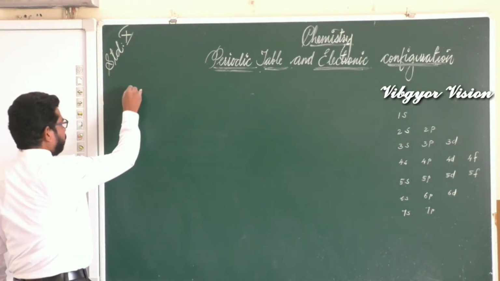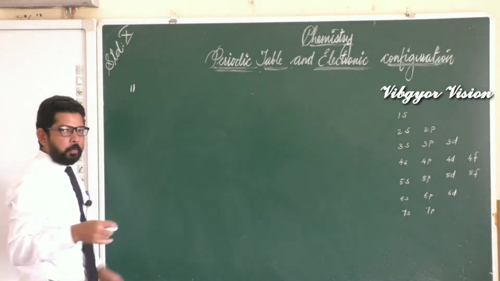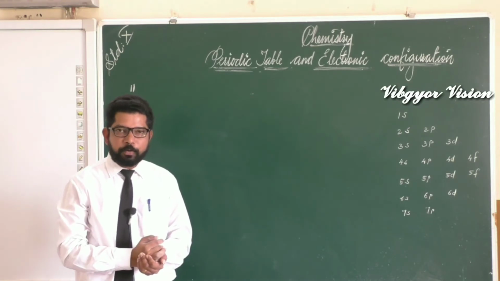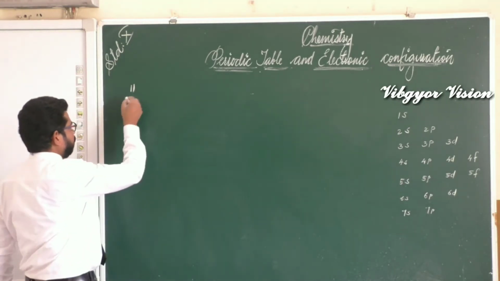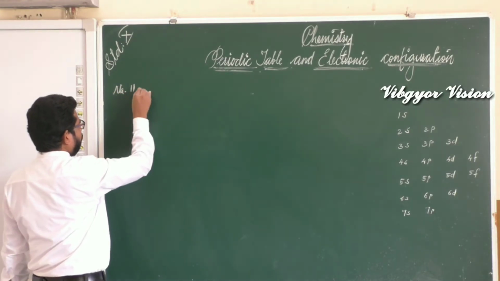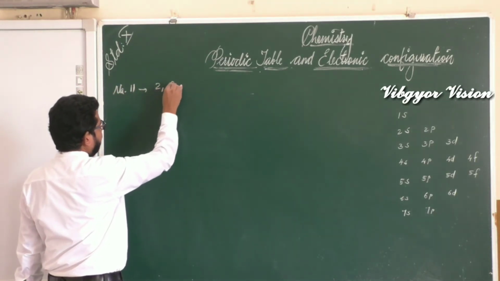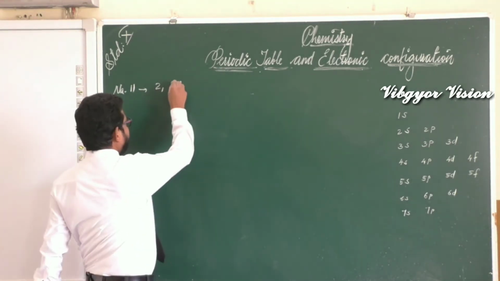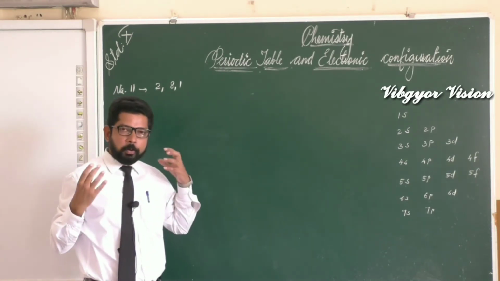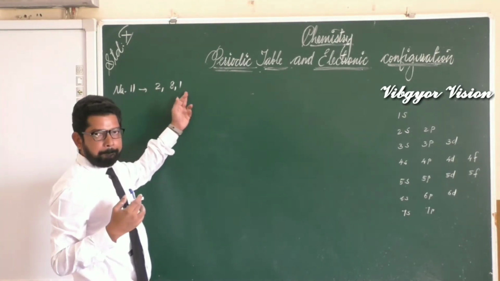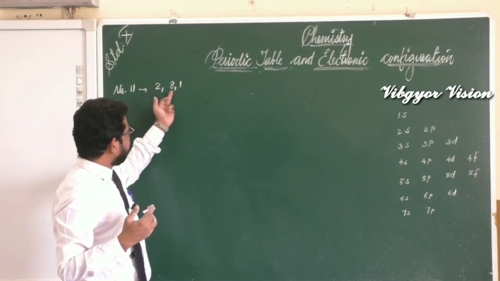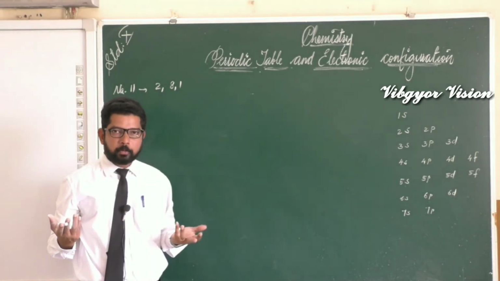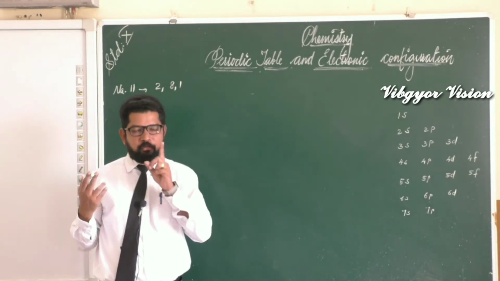Example, sodium. The atomic number of sodium is 11. So if we know the atomic number of sodium is 11, we can write the electronic configuration of sodium. Last year we studied the electronic configuration of sodium. It is 2, 8, 1. As we know, 2, 8, 1 means K shell, L shell, M shell. How many electrons are there in the outermost shell? 1 electron. So we can say that it belongs to the first group.